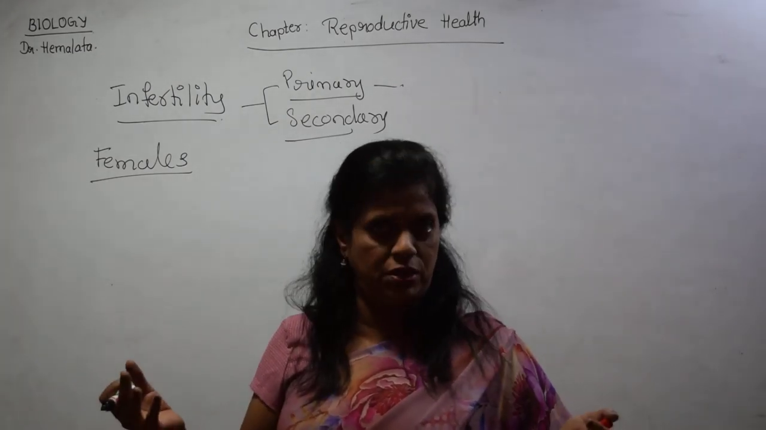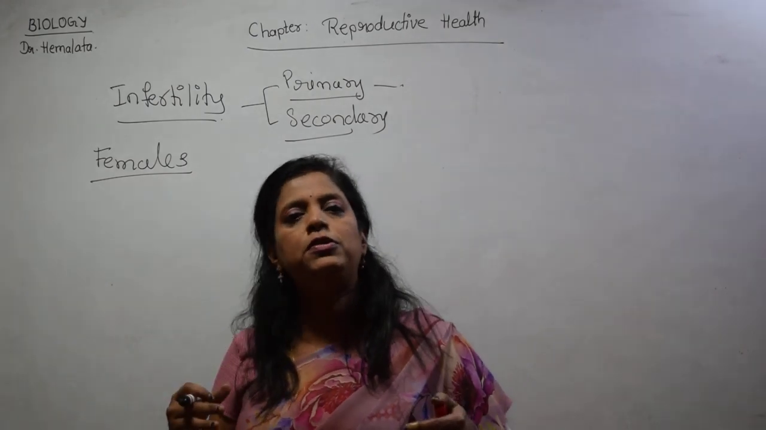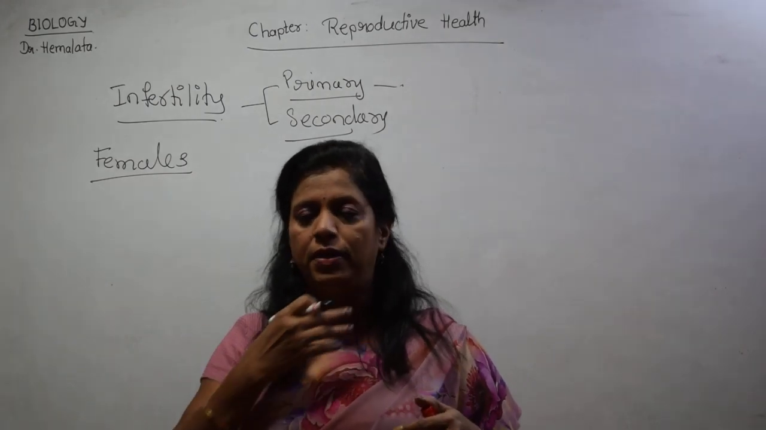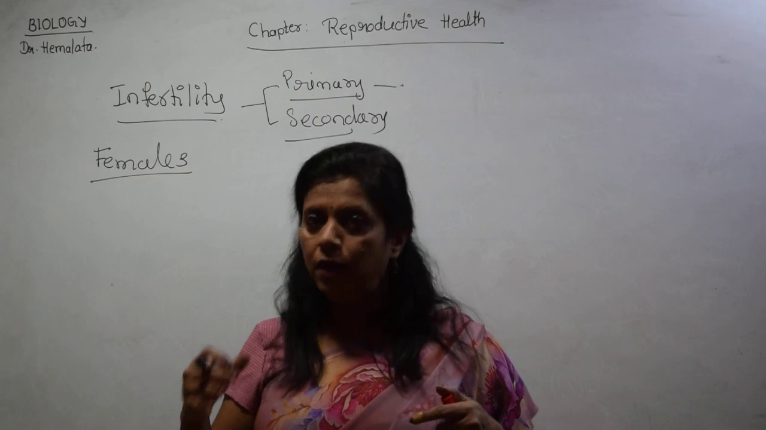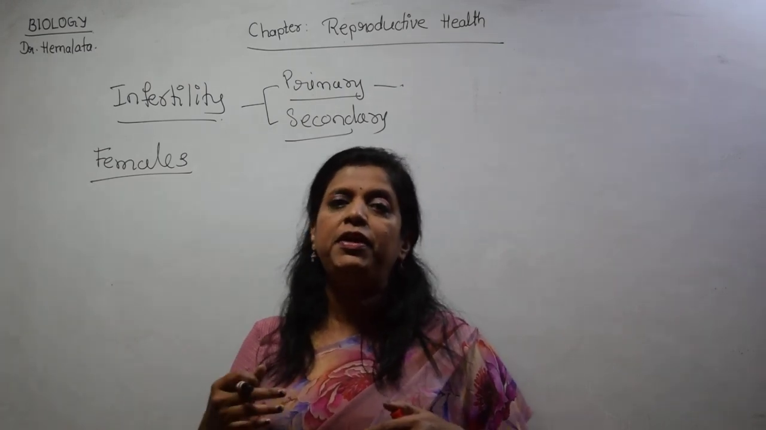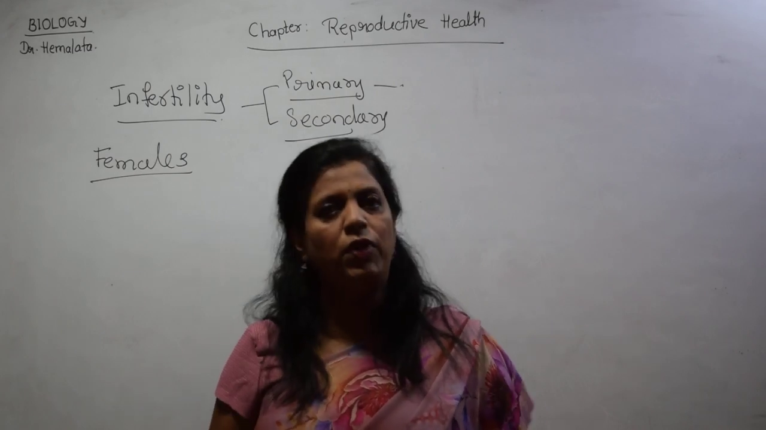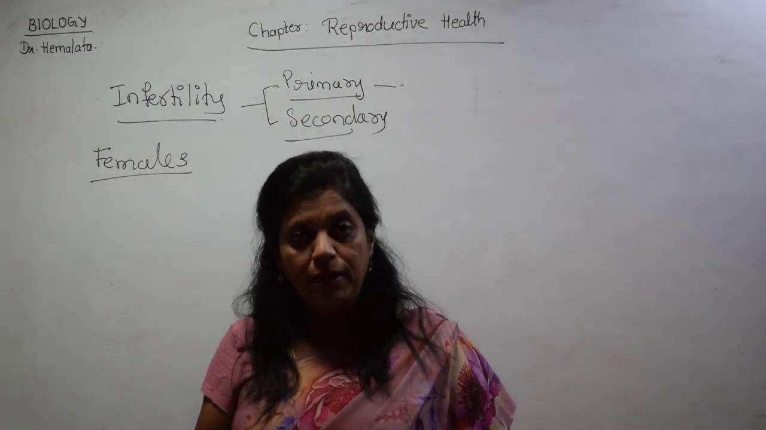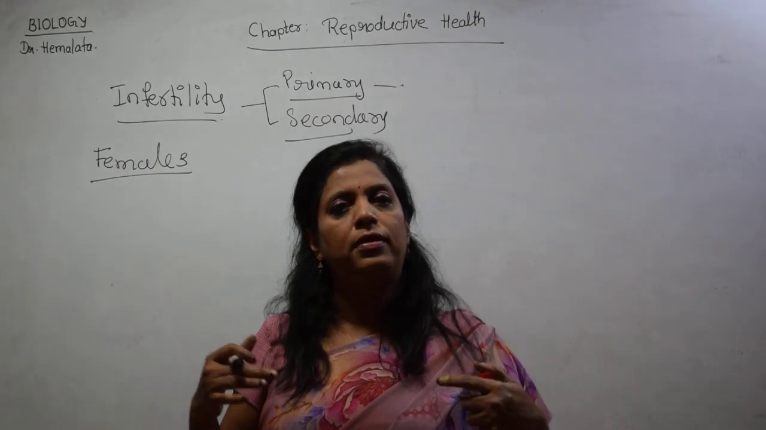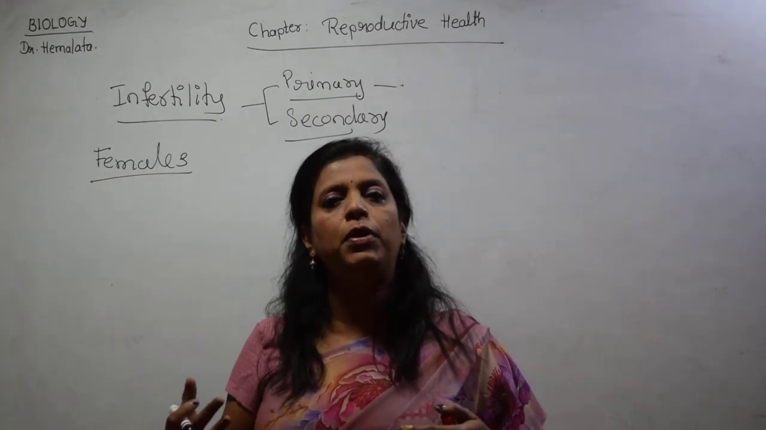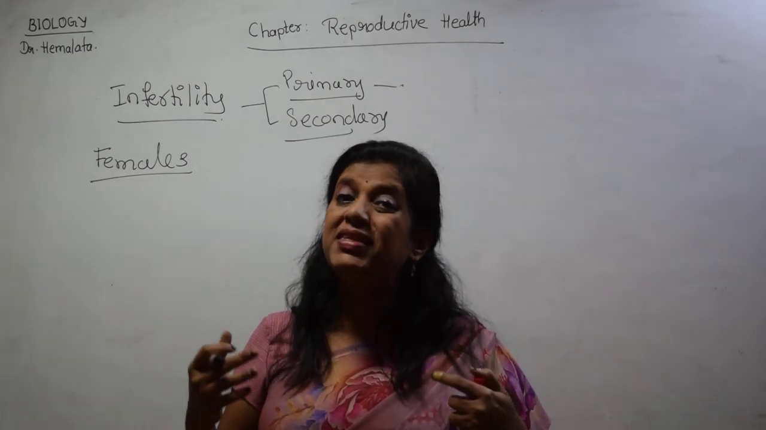Not even an abortion has happened. Such a condition is said to be primary infertility. There is something wrong with the female or male that has to be analyzed. But secondary infertility is when she already has a child. One child is there or she has become pregnant once, but later they are unable to get pregnant. She is unable to conceive. This is called secondary infertility.